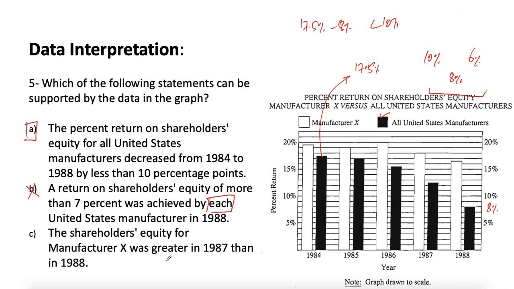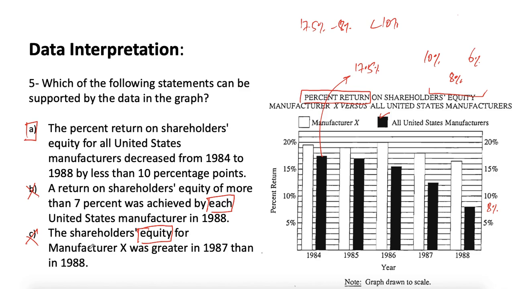The issue is the question asks for the shareholder equity, but we are provided the percentage return on equity, not the actual amount of equity. That's why we can't have any solid answer for this. So there's only one word changed, and let's make this whole stem wrong.